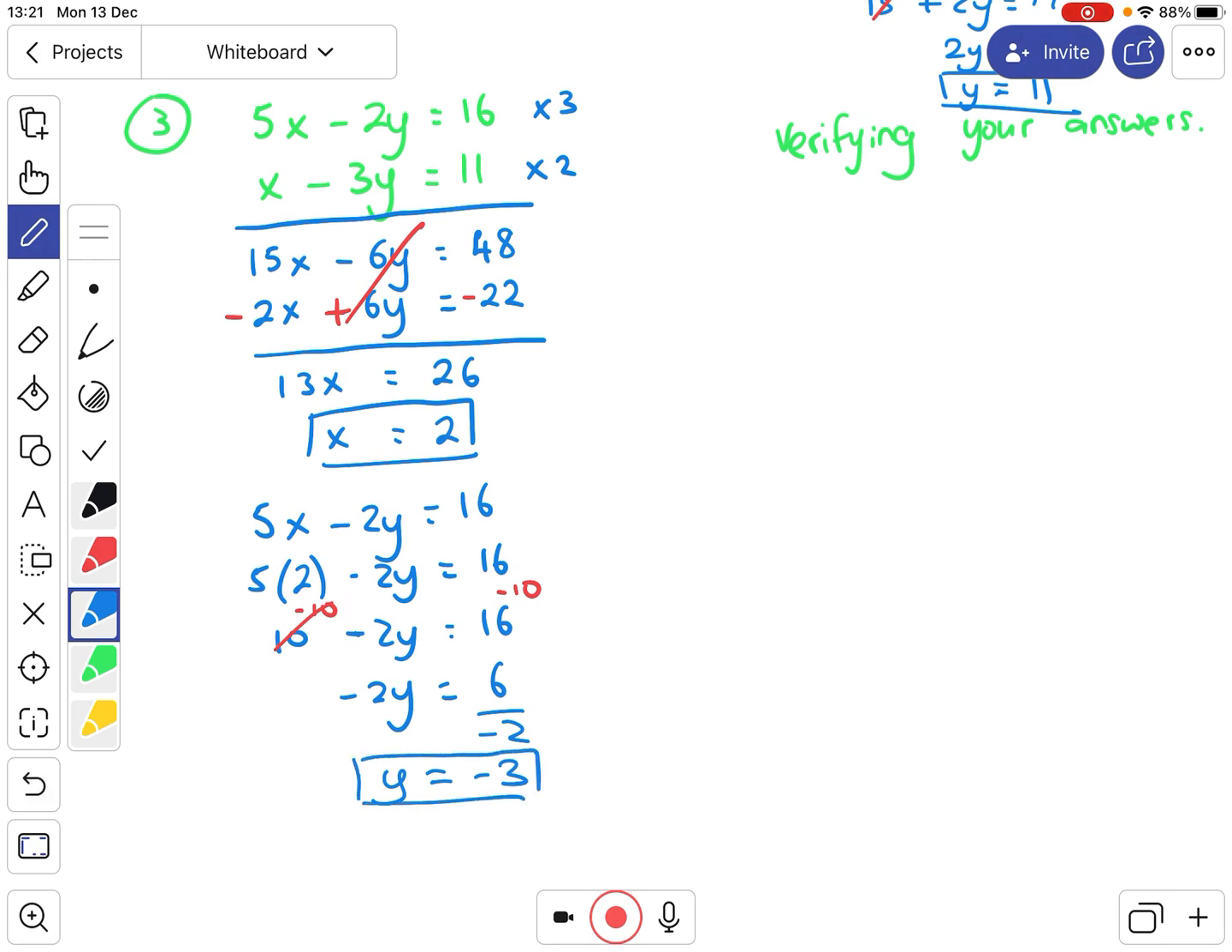My last little bit here is to verify my answers. To verify my answers, what I do is I take my x and my y values, the two values that I got, and I substitute them into both lines to show that they work. So if I have x is 2 and y is equal to minus 3, I'm going to write down my two lines from my question at the top, and I'm going to show that it works.